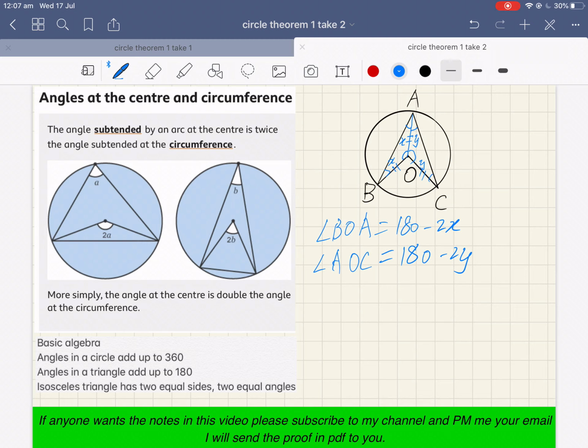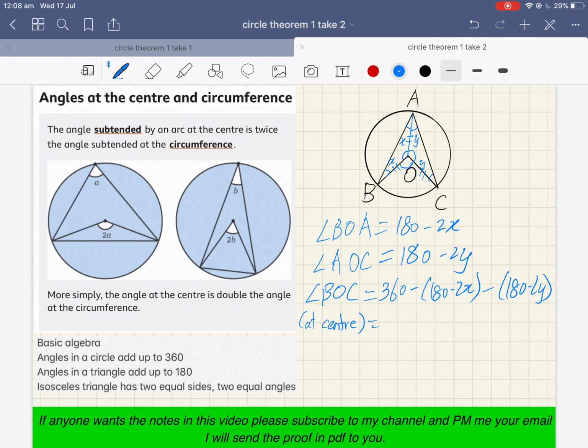Now let's try to work out what angle BOC is, which is the angle at the center. We're going to use the fact that the angles in a circle add up to 360. So again, you can see two angles are known, and we are looking for the other missing one. We have to take away those two angles, which is BOA and the other one which is AOC, from 360.